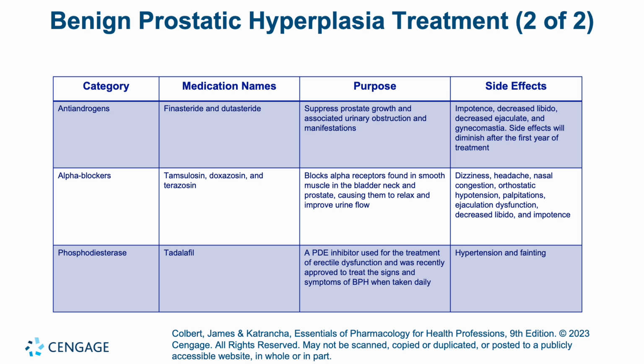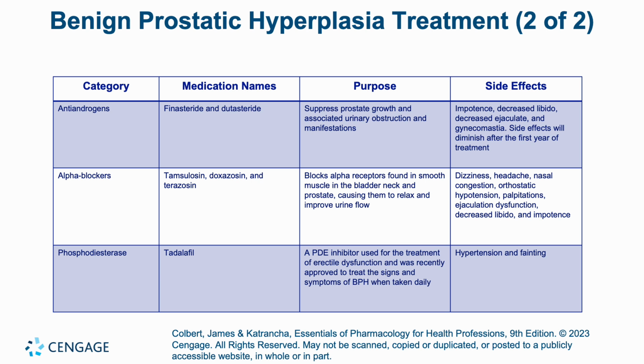This slide shows a little bit more in depth about each of these. So anti-androgens, finasteride, and dutasteride. The purpose is to suppress prostate growth and associated urinary obstruction and manifestations. But an androgen is one of your sex hormones, so like your testosterone. So the side effects are impotence, decreased libido, decreased ejaculation, and gynecomastia, which is breast tissue development, again, abnormally. And since this is typically given for men, this would be breast tissue growth in men. Side effects will diminish after the first year of treatment.